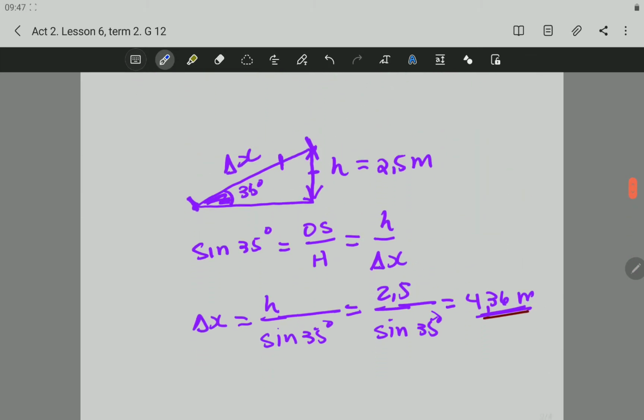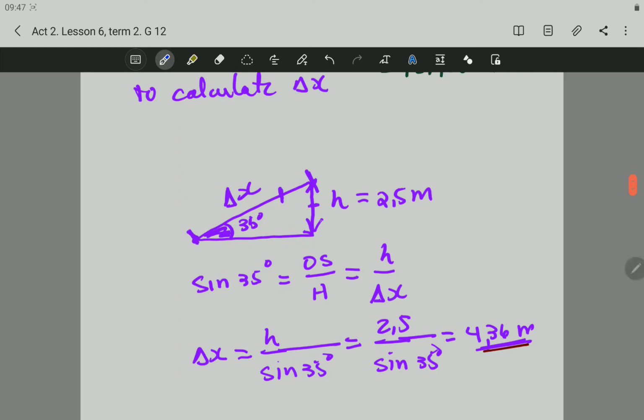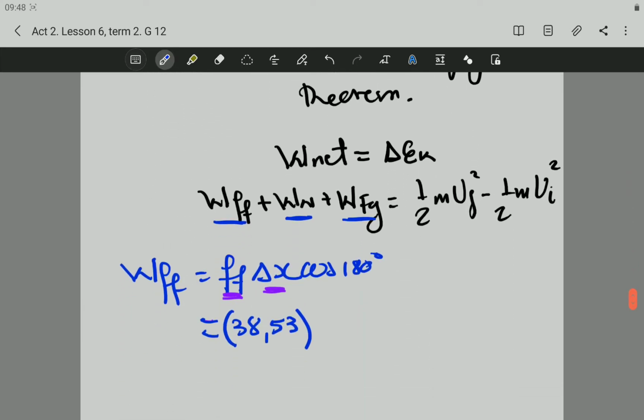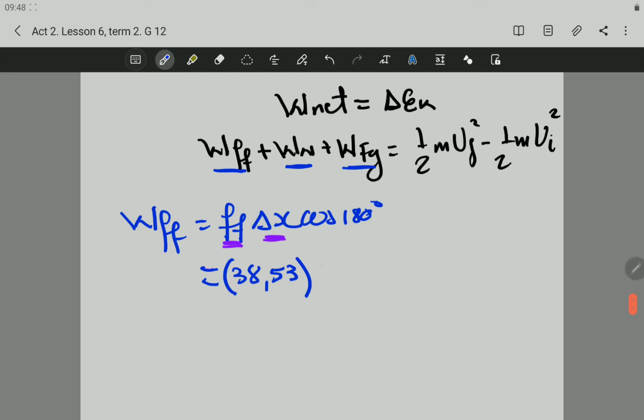Note here there is the solution for the displacement. Note that the height is 2.5. You have the angle of inclination, and the displacement is this one here. So if you use the identities here, sine of 35 is the opposite side, which is the height, divided by the hypotenuse, which is the displacement. You do the substitution and then you get 4.36. That would be the displacement from the bottom of the incline to the maximum height of the incline. You can watch the previous video where I explain step by step. So it is 4.36.